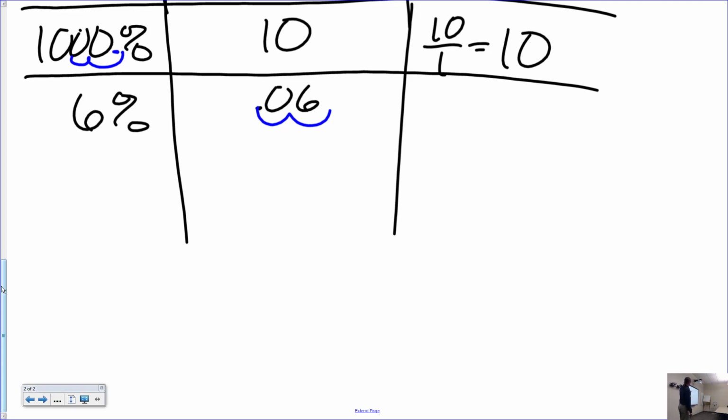And what is that number again, read correctly? 6 over 100. 6 over 100 turns into 3 over 50. Not bad? Alright.